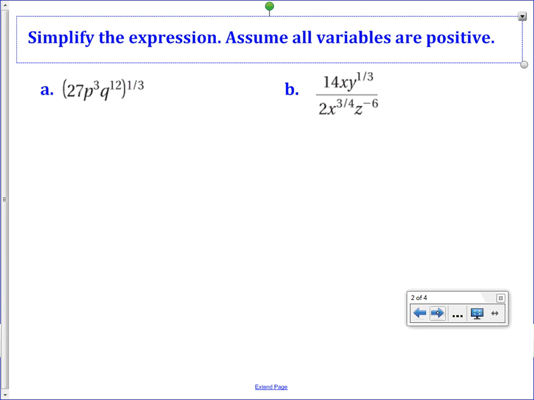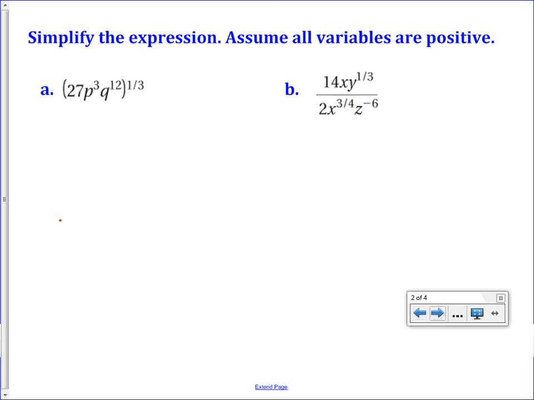Another property of exponents that you're going to have to remember is when you have an exponent on the outside of the parentheses, you want to bring it in and multiply it by the exponents inside. So the current exponent on that 27 is a 1. So when we bring in the 1/3, it'll be 27 to the 1/3. The current exponent on the p is a 3. When you do 3 times 1/3, now you actually do just multiply it by the top. So this ends up being 3 over 3.